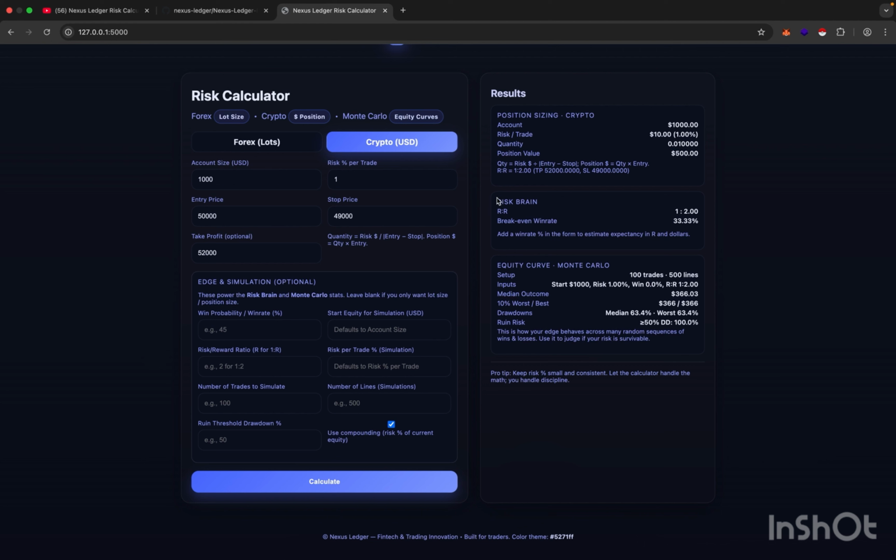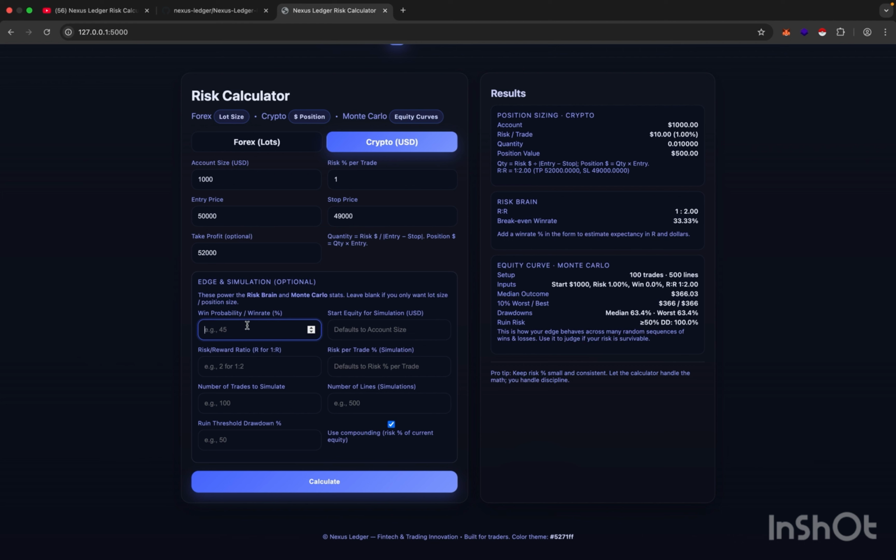And then in the risk brain, you can see that the RR that you have actually is 2, because the entry price, the stop price and the take profit, it calculates the risk reward with that. And then the break-even rate for this RR is 33%, right? So you need to have a win rate of 33% with an RR of 2 to actually be at break-even. And then we can also add a win rate percentage in the form, which is here, to estimate the expectancy in R and dollar amounts.